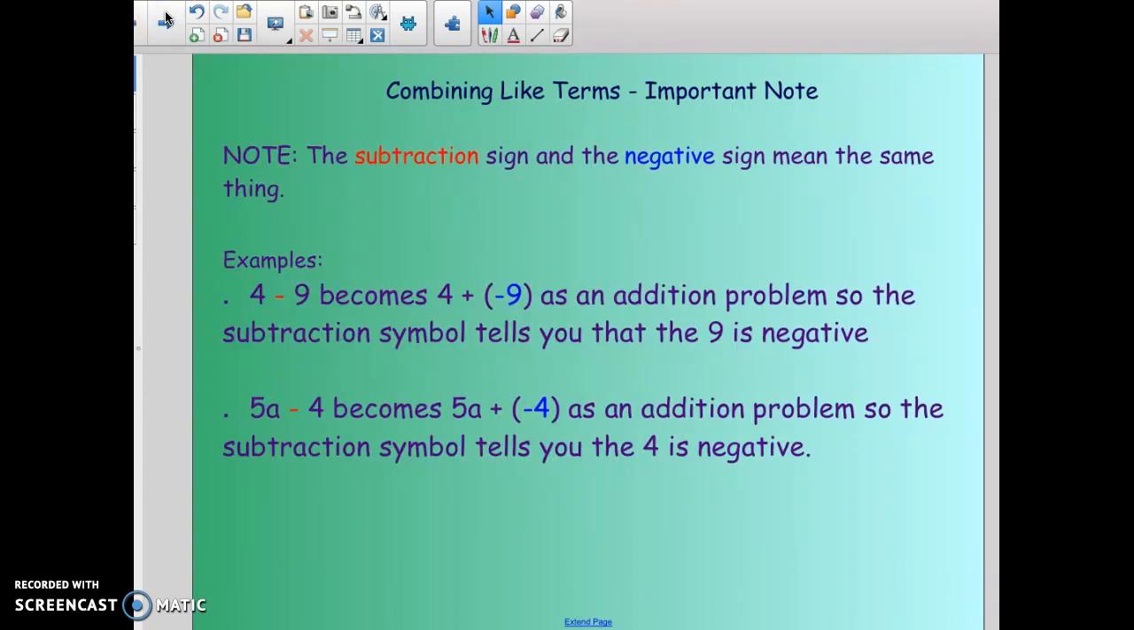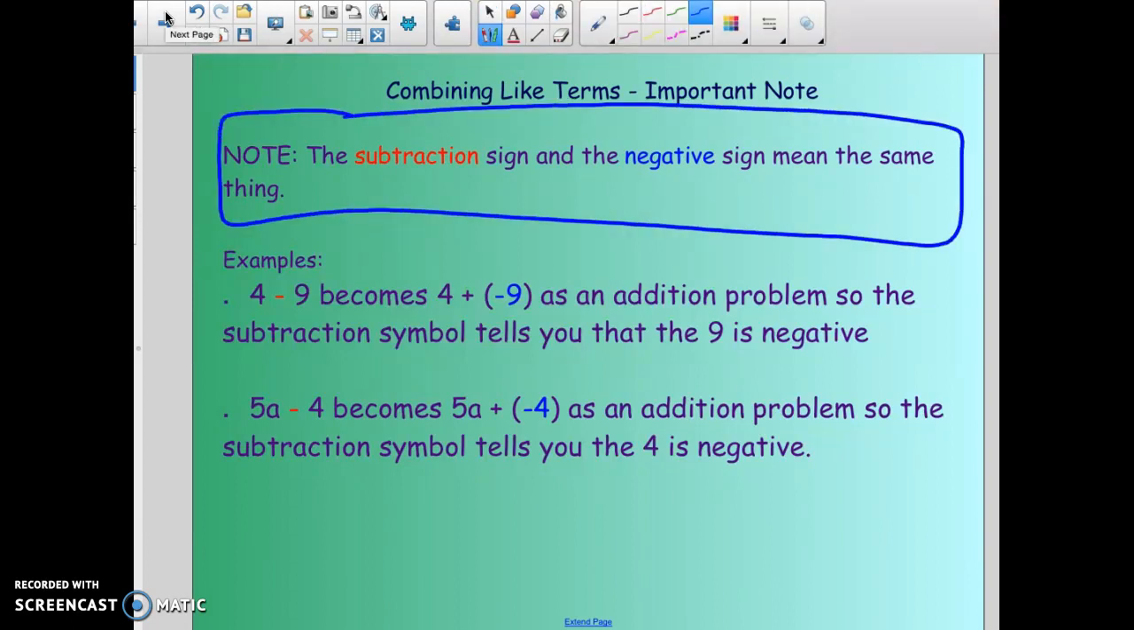This is really important, though. You need to write this down. The subtraction sign and the negative sign. You're going to see this a lot. They are the same thing.